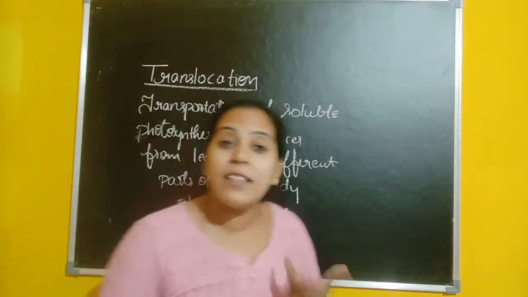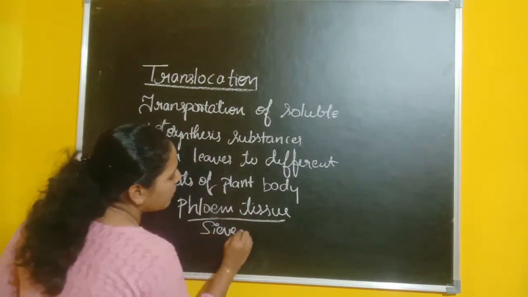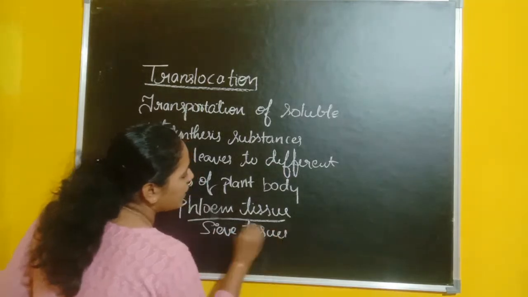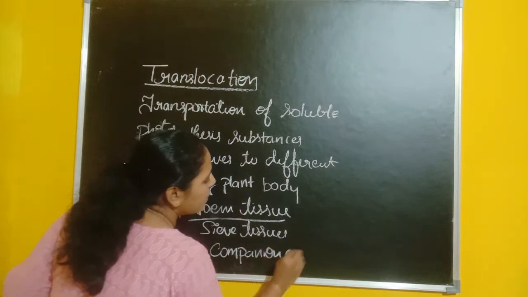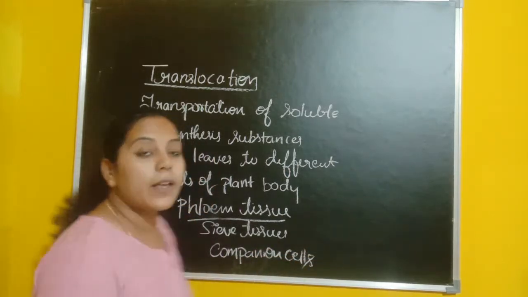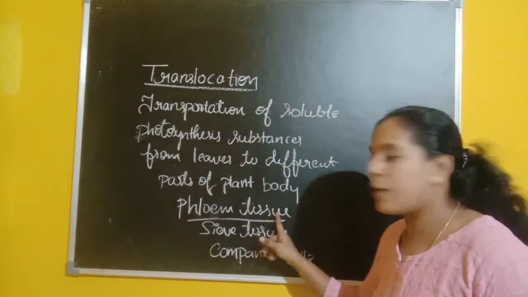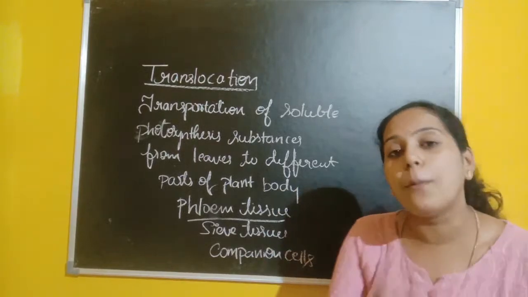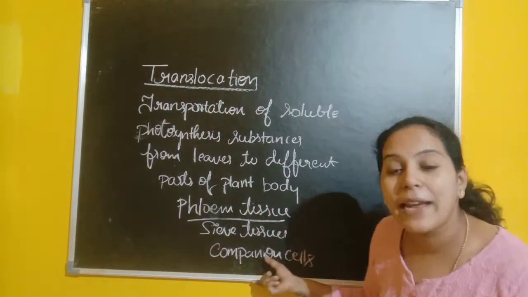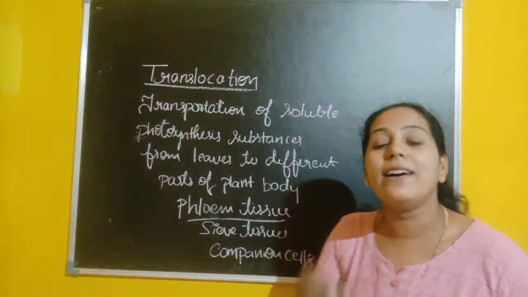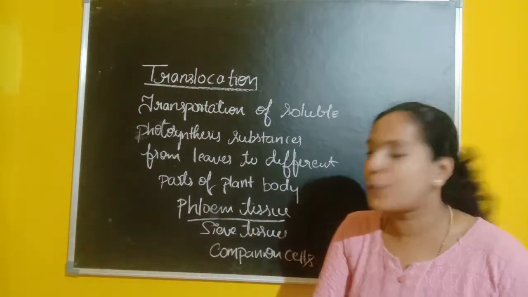Who is helping in the phloem tissue? Next question. Who is helping? Sieve tubes with the adjacent companion cells. They help. Sieve tubes along with the adjacent companion cells. What are sieve tubes? They are a component of phloem tissue. Companion cells are also a component of phloem tissue. What do the sieve tubes and companion cells in the phloem tissue do? They carry the synthesized food particles. That is, they carry the food manufactured by photosynthesis.